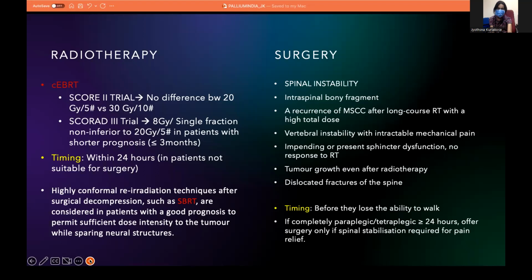So what are the indications of surgery in these patients? Spinal instability, when there is an intraspinal bony fragment, or if it is a patient who has tumor growth even after radiotherapy, dislocated fractures of the spine. These are some of the indications for referring to a surgery unit. And when should we refer? Before they lose the ability to walk. Once they become completely paraplegic or tetraplegic, and more than 24 hours has passed, only if the spine is unstable, surgery has a role.